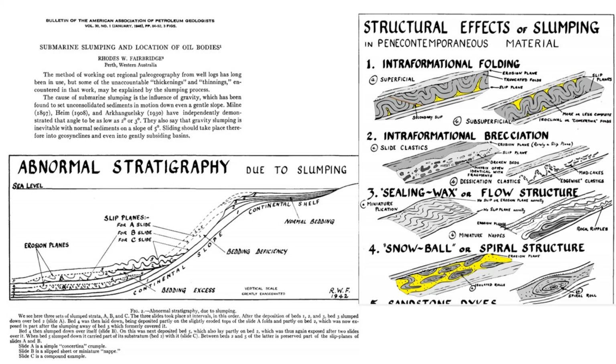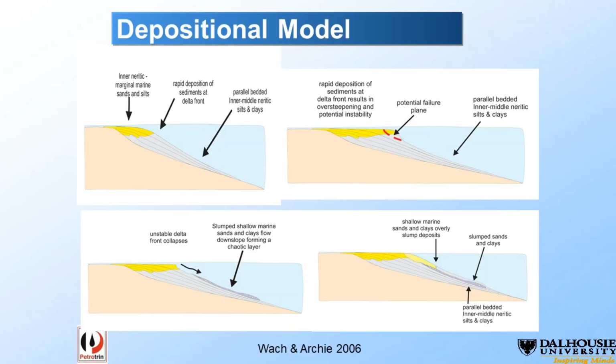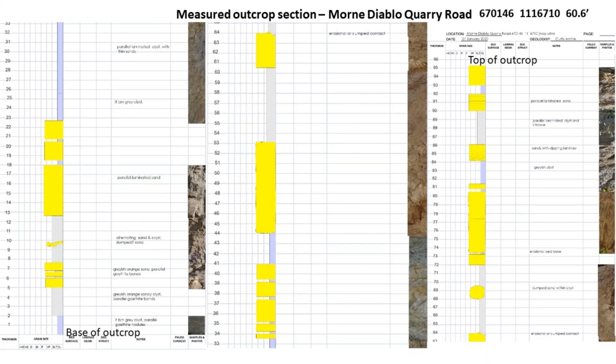At this outcrop, slumped sands are present, similar to those seen along the Morne Diablo coastline. Are these slumped units the result of syn-depositional or post-depositional movement? The first series of diagrams illustrate deformed units between undeformed beds. Wach and Archie in 2006 proposed shelf-edge collapse of progradational deltas to explain the slumped units between undeformed beds.